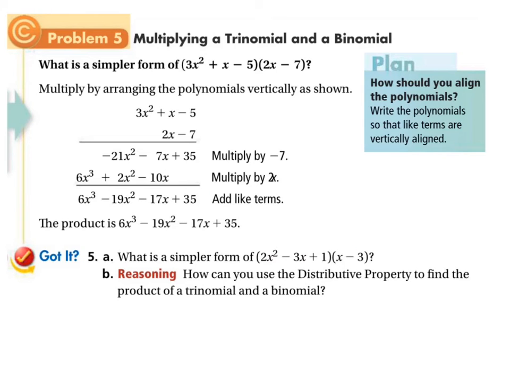Okay. So if we were to write it like they wrote it above, where we say 2x squared minus 3x plus 1 times x minus 3, we would get, we're doing negative 3 times each one of these terms. So negative 3 times 1, negative 3. Negative 3 times negative 3x, positive 9x. And negative 3 times 2x squared, negative 6x squared.